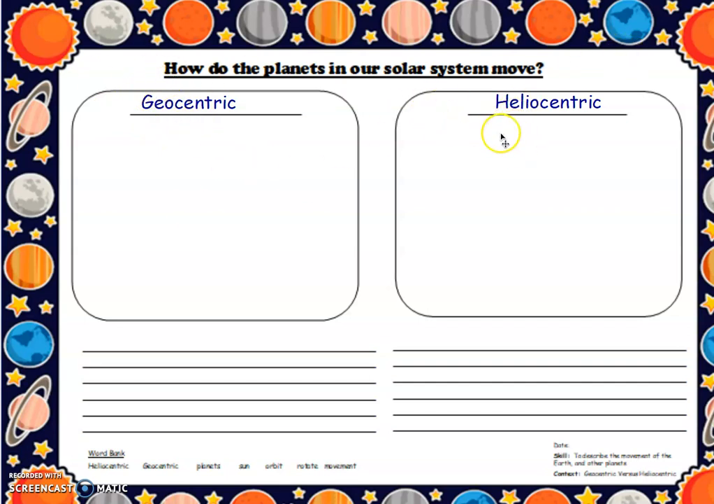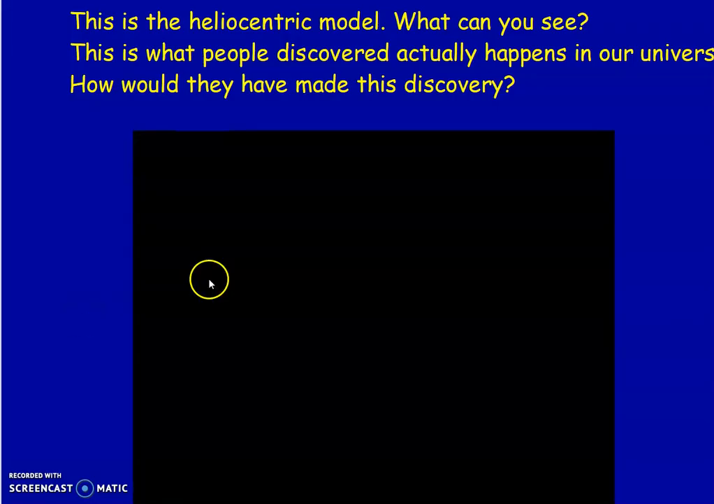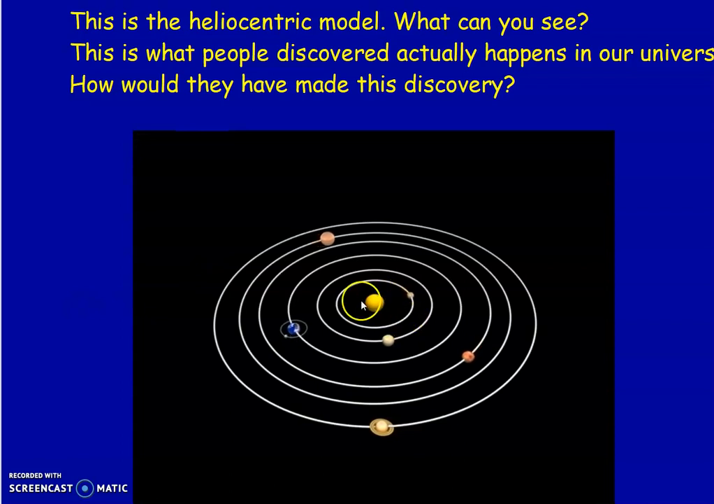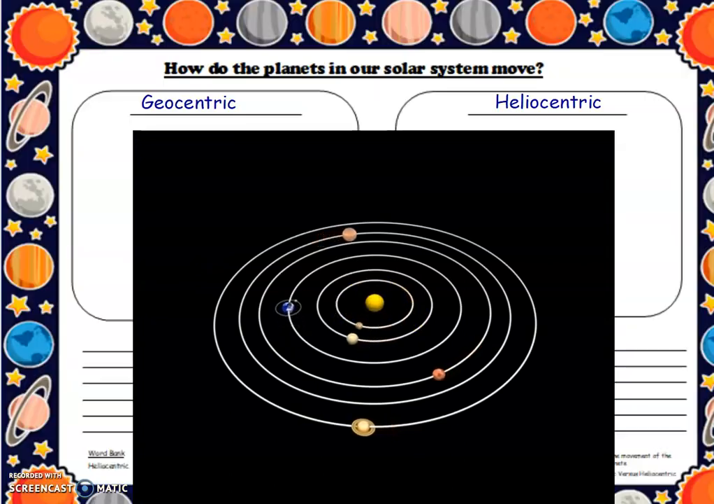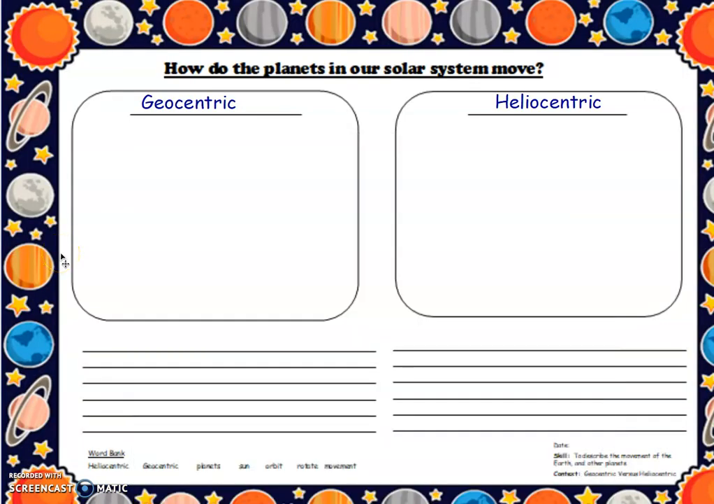And now the more accepted one, the more modern one, the heliocentric, which puts the sun in the middle. See if you can tell me about the different ways that the planets move around the sun. See if you can tell me how they discovered that the planets in fact move around the sun and not round the Earth.